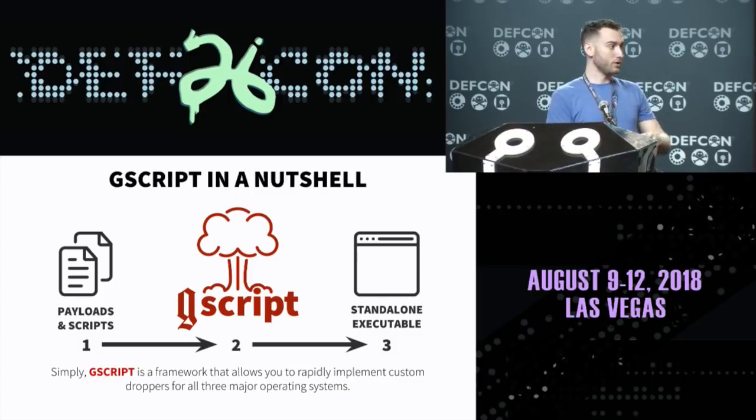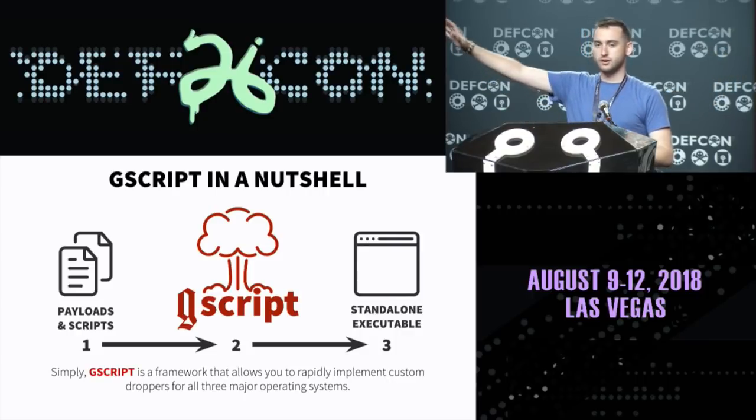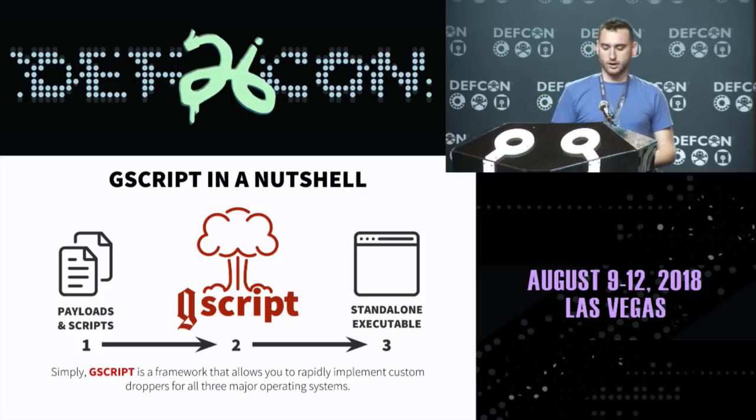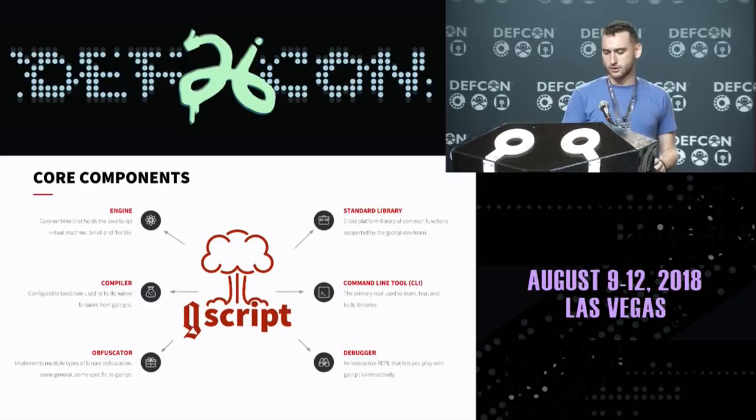It's really easy. You have your payloads. You write a script for your payload. You use the Gscript compiler just on the command line. You get out a native binary. It couldn't be more simple than that. I use this all over our documentation. Gscript is a framework that allows you to rapidly implement custom droppers for all three major operating systems.